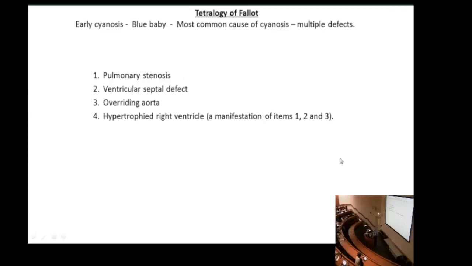Here's the pathophysiology of this. Your pulmonary trunk, which leads from your right ventricle to your lungs, it gets stenotic, okay? There's a defect between the ventricles, so you got mixing of blood. The aorta overrides a bit, and there's a hypertrophied right ventricle. Now, why do you suppose you would have a hypertrophied right ventricle?